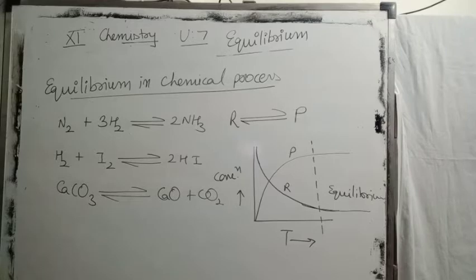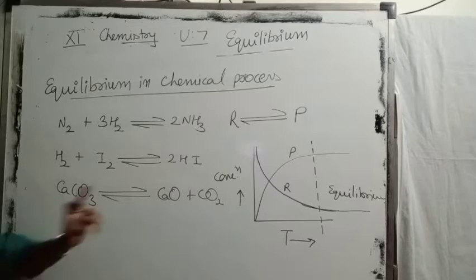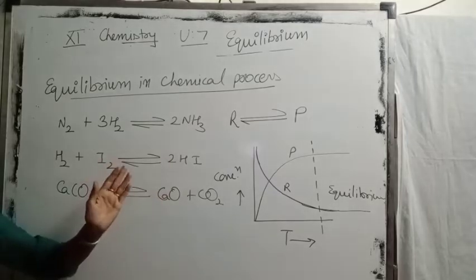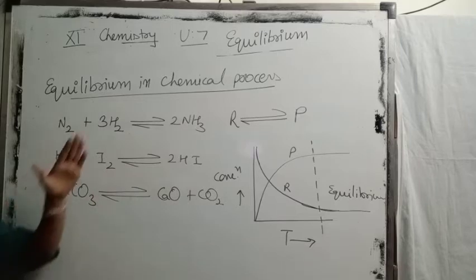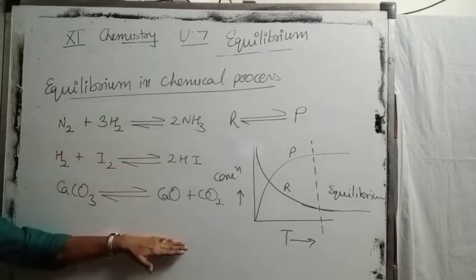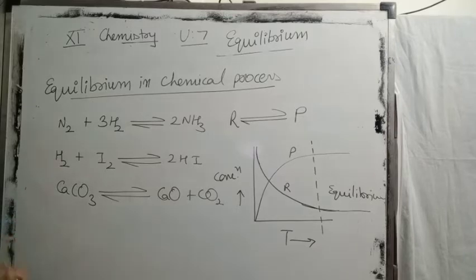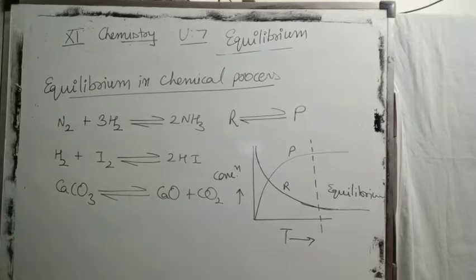But yes, the condition is very simple. The container should be closed because you can see gaseous species are involved. They will escape out if you take an open container. Clear, children? That is how we explain equilibria in the case of chemical processes.